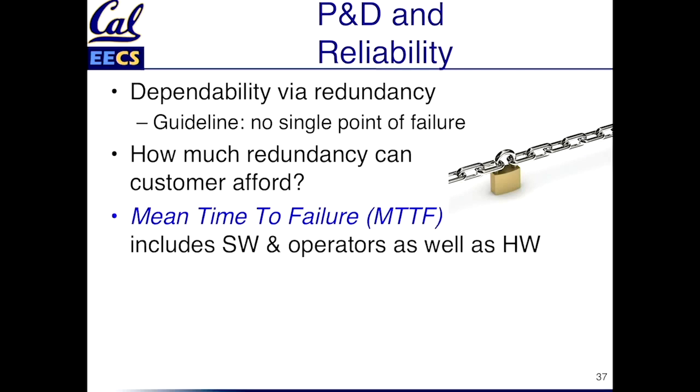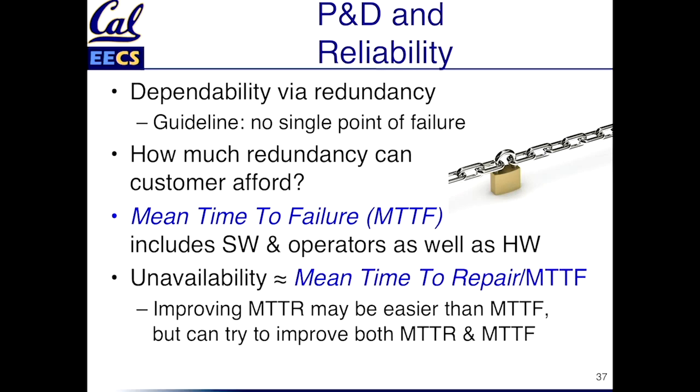We typically measure reliability using the idea of mean time to failure. How long does it stay up? Often people quote it in terms of hardware, but in reality it has to do with the dependability of the software as well as the operators as well as the hardware. So approximately, unavailability is the mean time to repair, how long it takes when something is unavailable till it's available again, divided by the mean time to failure. Interestingly, it's typically easier to measure mean time to repair, and sometimes even to work on it, because it's short compared to mean time to failure, which could be months or years.